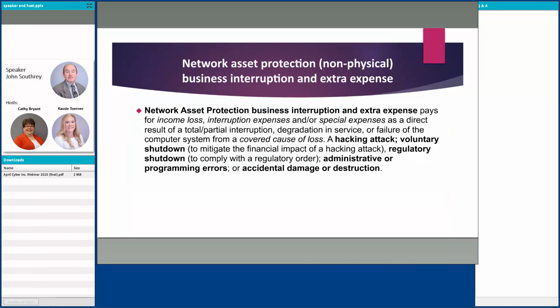So in summary, the network asset protection business interruption extra expense pays the loss of income, interruption expenses, and special expenses as a direct result of a total or partial interruption, the degradation in service, or failure of the computer system from a covered cause of loss. Such incidents include hacking attacks, the voluntary shutdown to mitigate the financial impact of a hacking attack, regulatory shutdown to comply with a regulatory order, administrative or programming errors, or accidental damage or destruction.